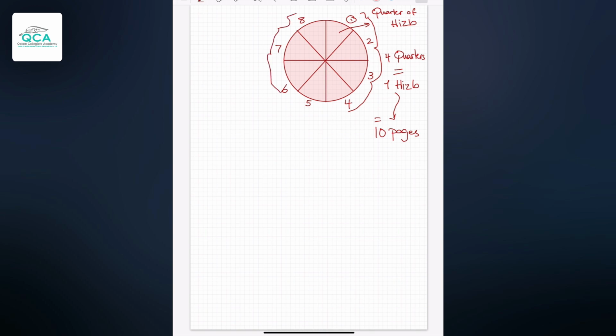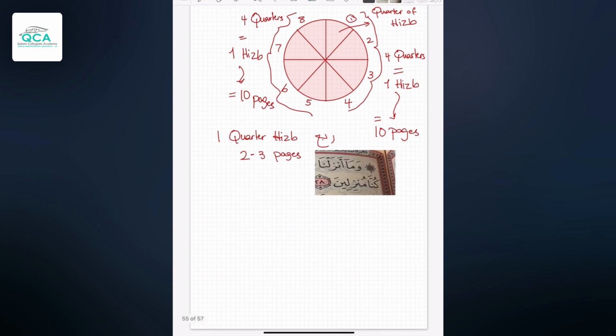So if we look at those 8 quarters, 4 from here and 4 from there, 10 pages and 10 pages, that would be 20 pages. Each 10 pages are called a hizb. And 1 quarter consists of 2 to 3 pages. The sign of the quarter, or the ruba of the hizb, that we see in the Quran is this sign of the flower, drawn here.